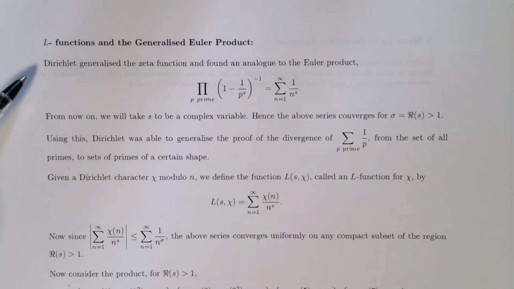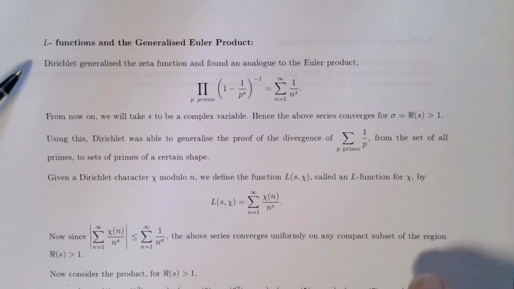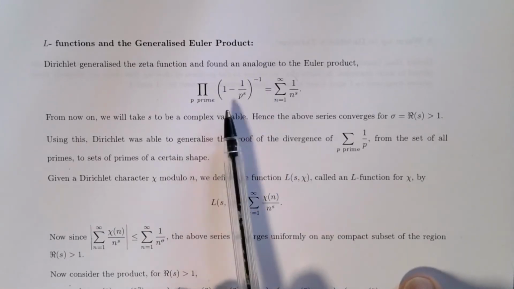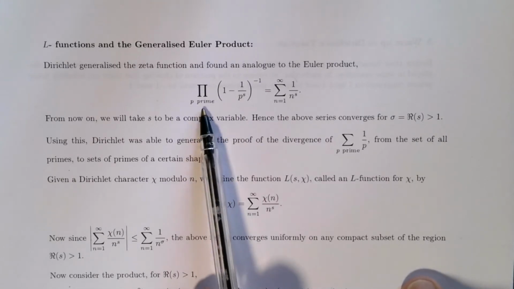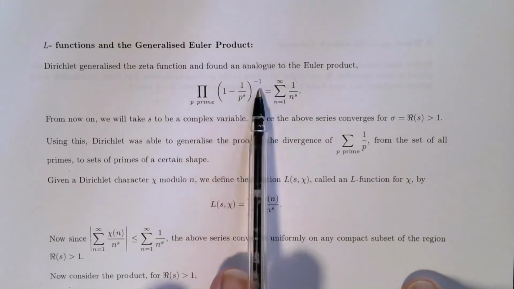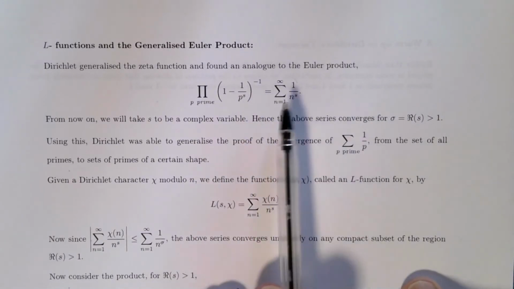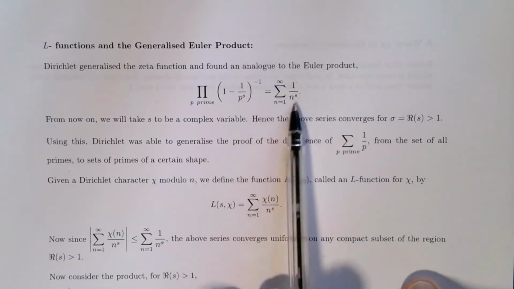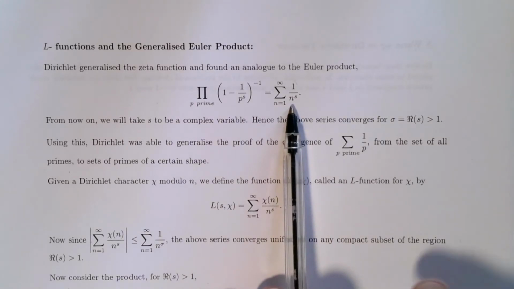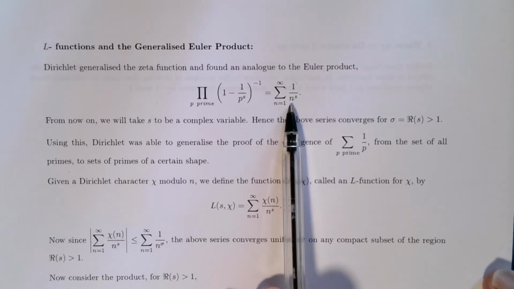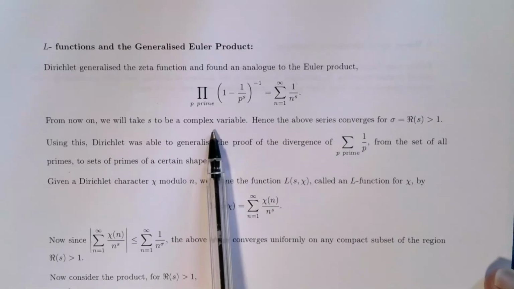So this goes back to Dirichlet. The Euler product, you'll recall, was this amazing identity here that the product over the primes of (1 minus p to the s) inverse is just equal to the zeta function. And this, of course, makes sense and converges if s is bigger than 1. Now, from now on, unless otherwise stated, and I will occasionally state it, we're going to think of s now to be a complex variable.